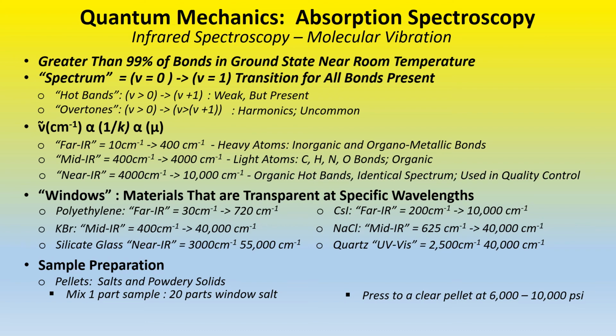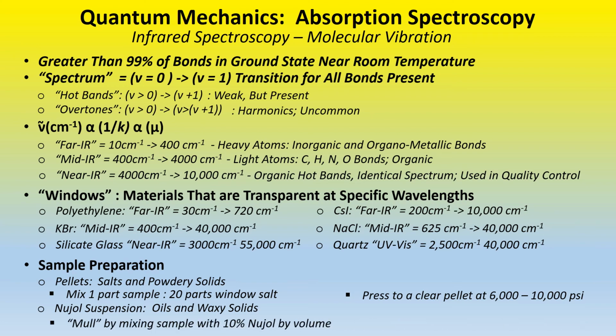For other materials that might be oily or waxy and would not grind in with a solid, a Nujol suspension is used. Nujol is a known compound. It's an organic oil that has a wide range of lack of absorption. It's basically a window material in itself. And in this case, a mull is made by mixing 10% Nujol by volume with your material and spreading it between 2 salt plates that are the appropriate window.